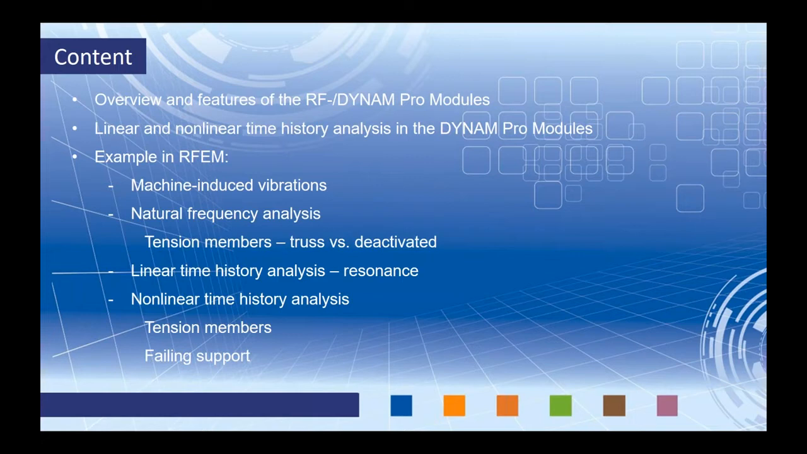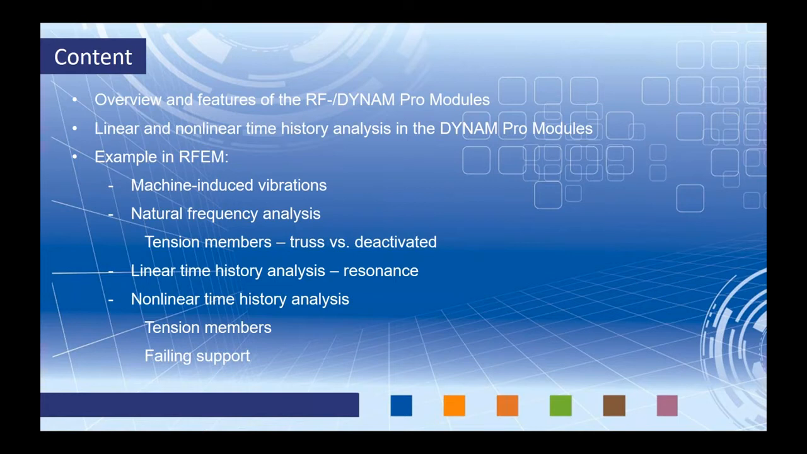This will be machine-induced vibrations on a steel structure. We'll go ahead and perform a natural frequency analysis. And with this, we'll have two different cases. In our structure today, we're going to have tension-only members. Now, the natural frequency analysis is a linear analysis. So by default, the program will automatically substitute in a truss member for those tension-only members.